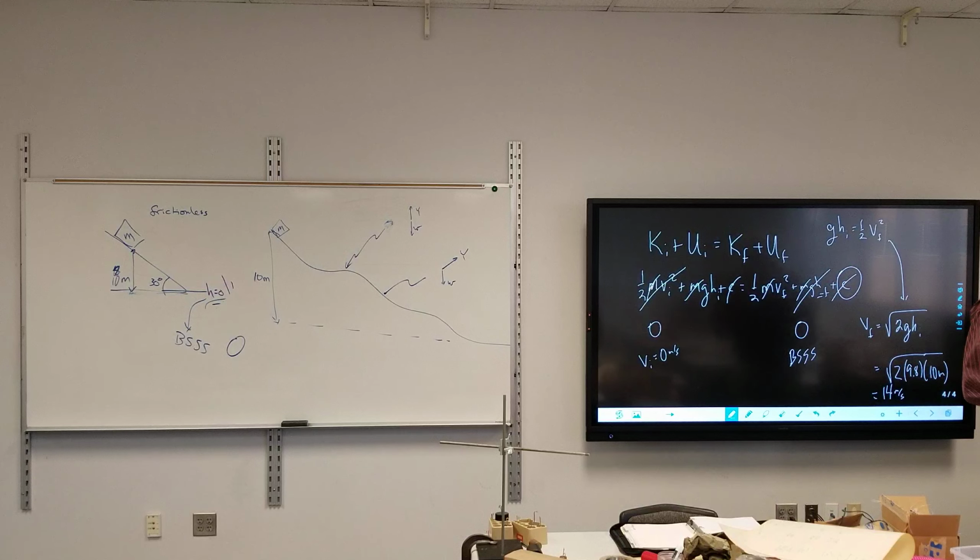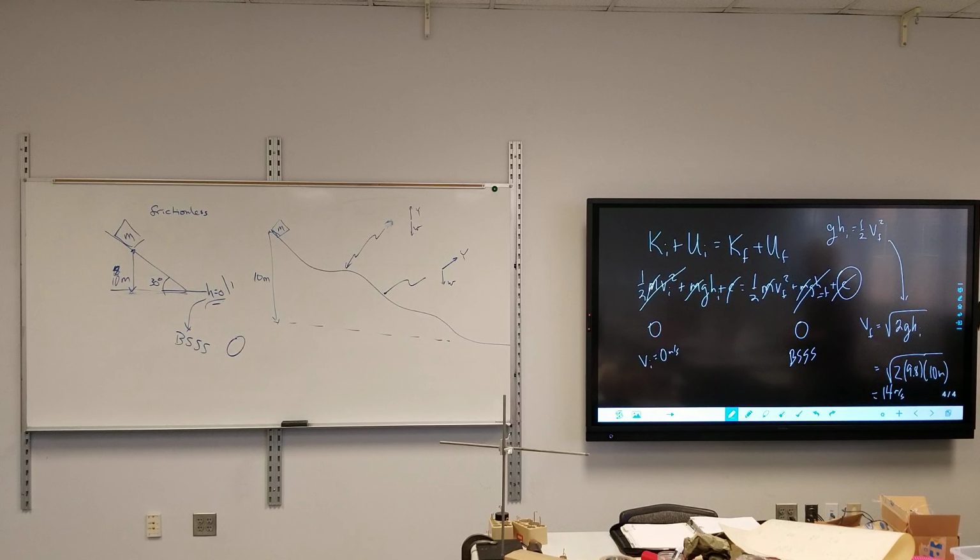But if we look at the dot product between the normal force and the displacement, you're traveling along the surface here. The normal force is perpendicular to the surface at any point. So your displacement at any point on this path and the normal force at that instant are perpendicular to each other. Therefore, energy is still conserved.